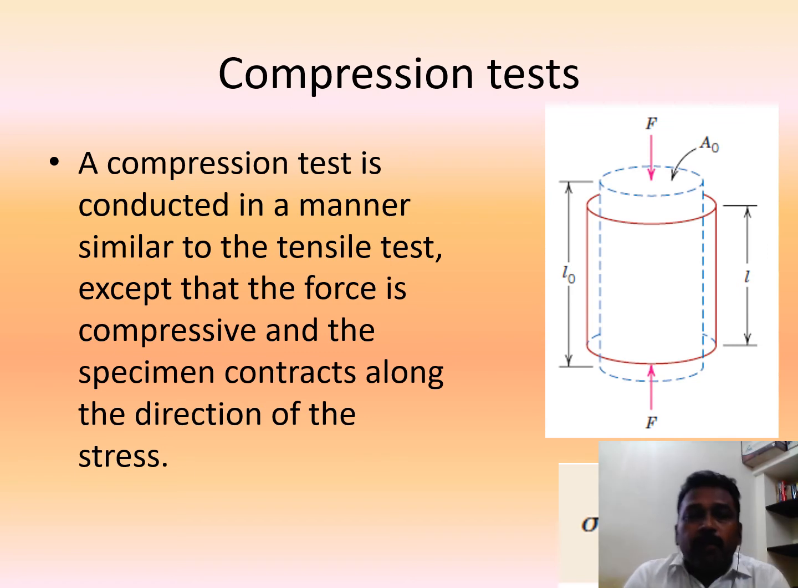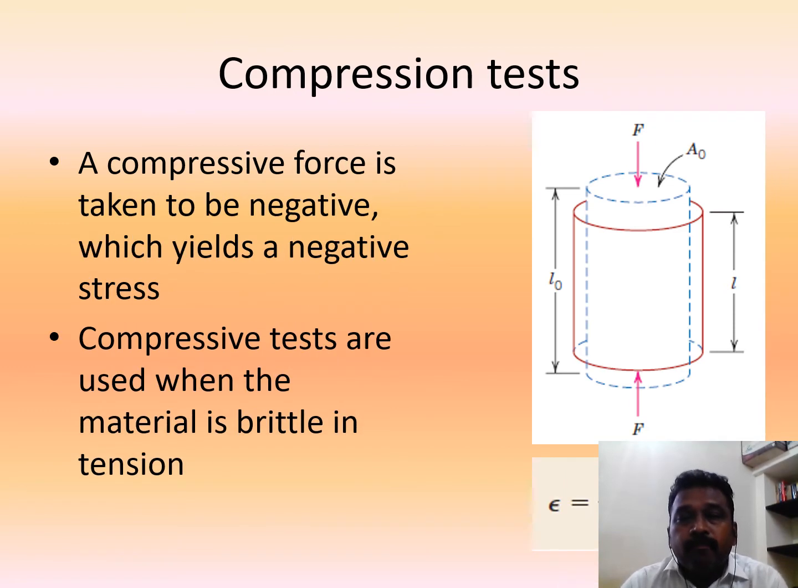Next, coming to the compression test. The test is carried out similar to the tensile test, except that the force is compressive. You can see from the diagram, the force is compressive rather than tensile. So the specimen is contracted along the direction of the applied stress. That is the compression test. The compressive force is taken to be negative because we are compressing it, not extending it, which yields a negative stress.